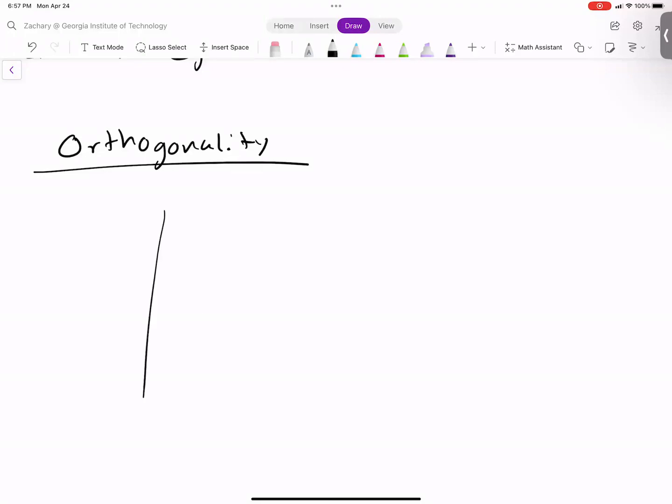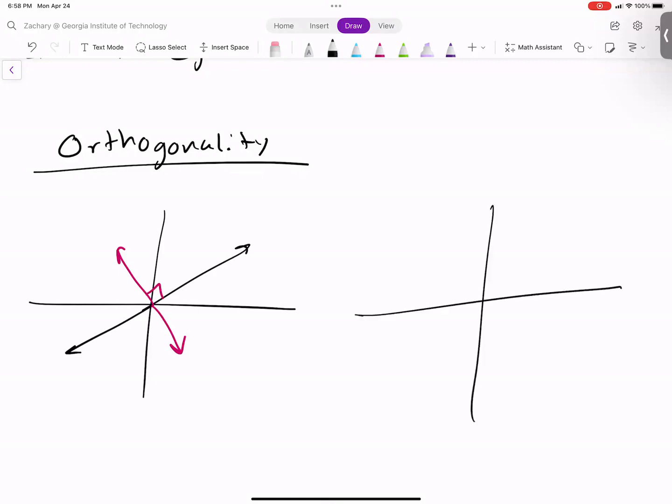So for example, if we have a simple graph and we have a line, okay? A line that is orthogonal is just a line that sticks straight off with a 90-degree angle, okay? If we're in 3D instead, okay? We have X, we have Y, we have Z, right?